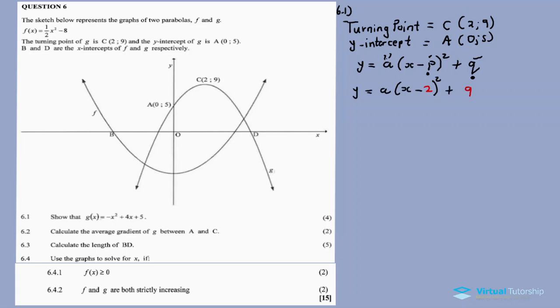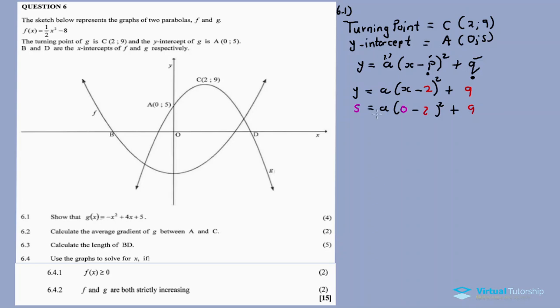So y equals a in bracket x minus 2. The minus 2 is the x coordinate for point C, which we put in for p, and the y coordinate for point C we put in for q. Now calculate the value of a using our y-intercept. Substitute the y-intercept in the place of y and x: where there's y I put 5, and where there's x I put 0. So everything is filled up.